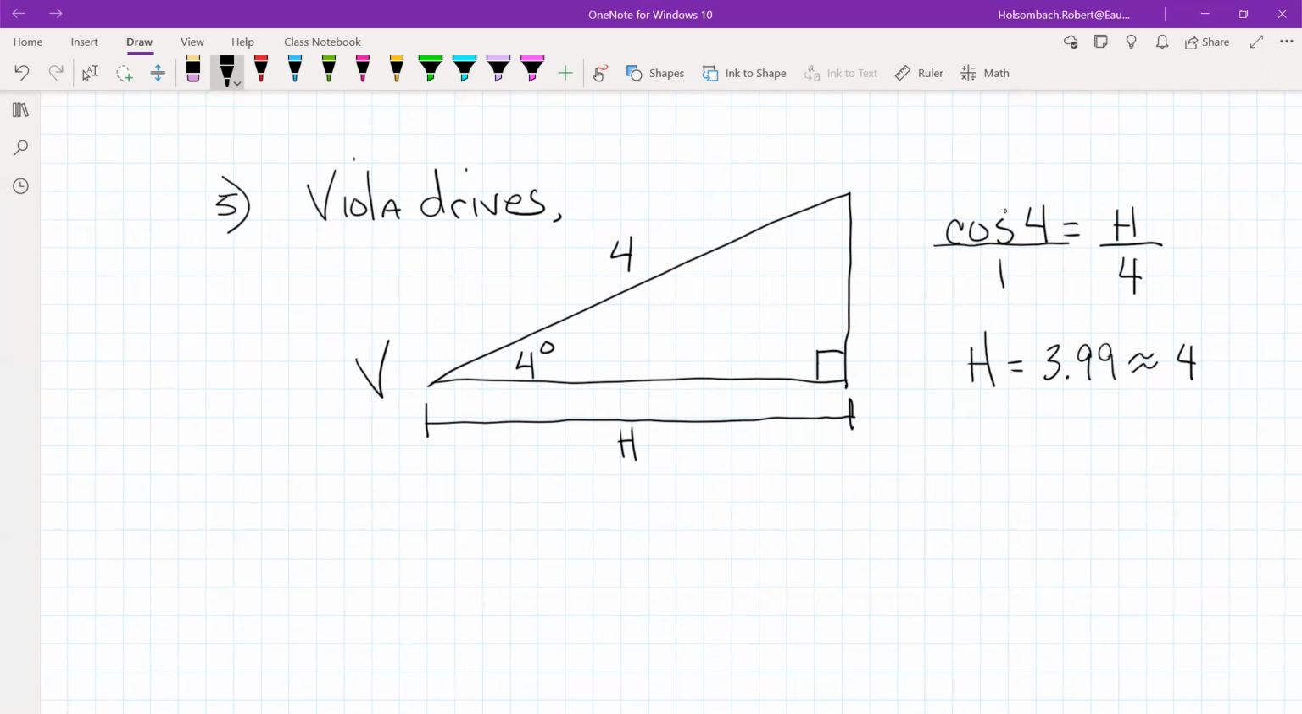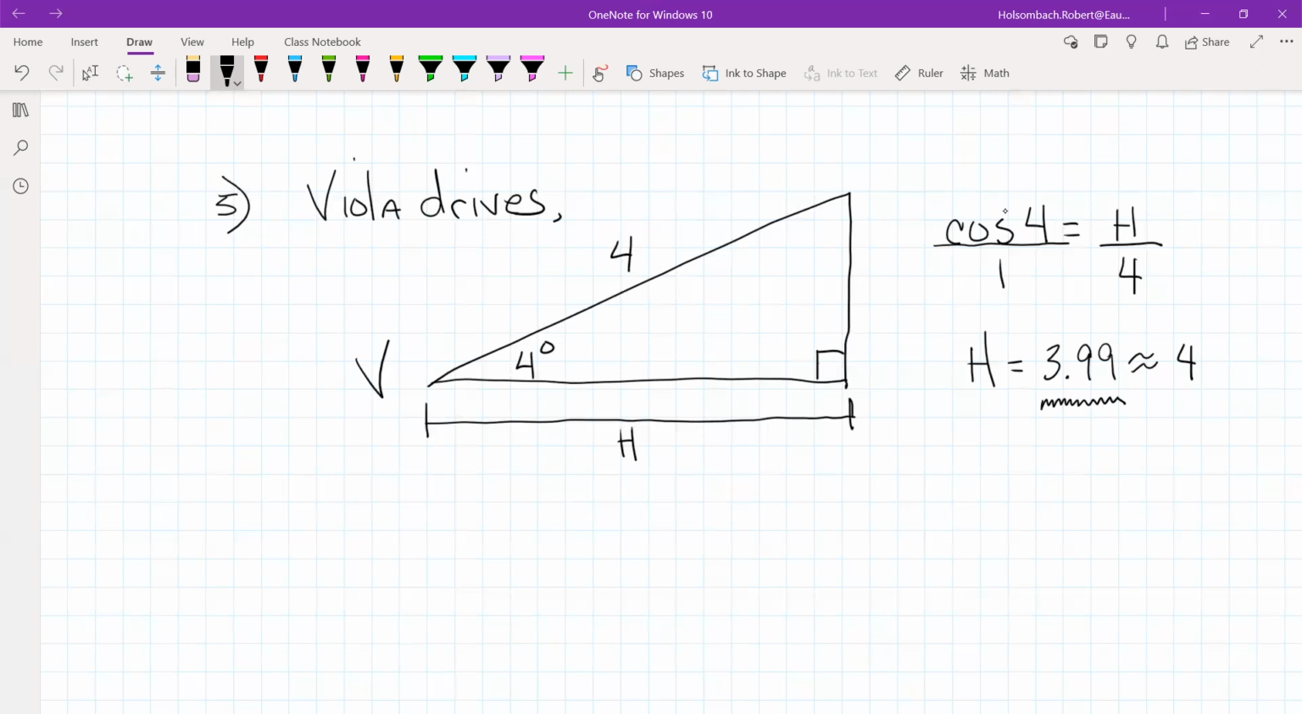It's kind of an odd question because we really shouldn't have the hypotenuse equal to one of the sides of one of these triangles, but that's because this angle is so low, and it's also because this length is 3.99 and it's getting rounded to 4.